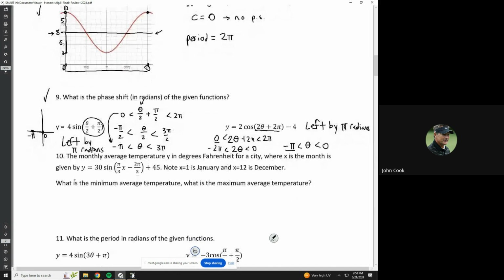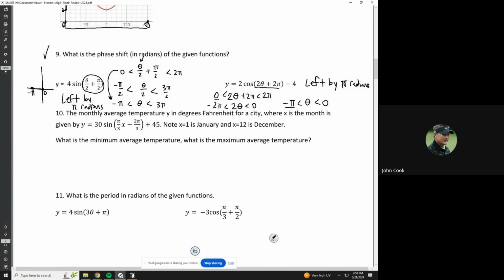There's phase shift. Number 10, the monthly average temperature, Y, in degrees Fahrenheit for a city where X is the month, is given by that function. Note that when X equals 1, that's January, X equals 12 is December. So what is the minimum average temperature and what is the maximum average temperature?